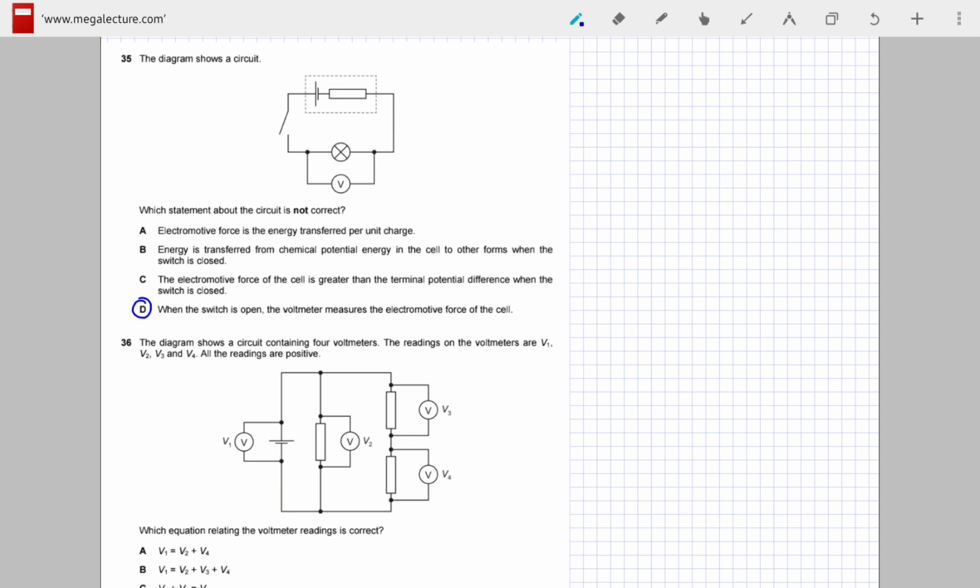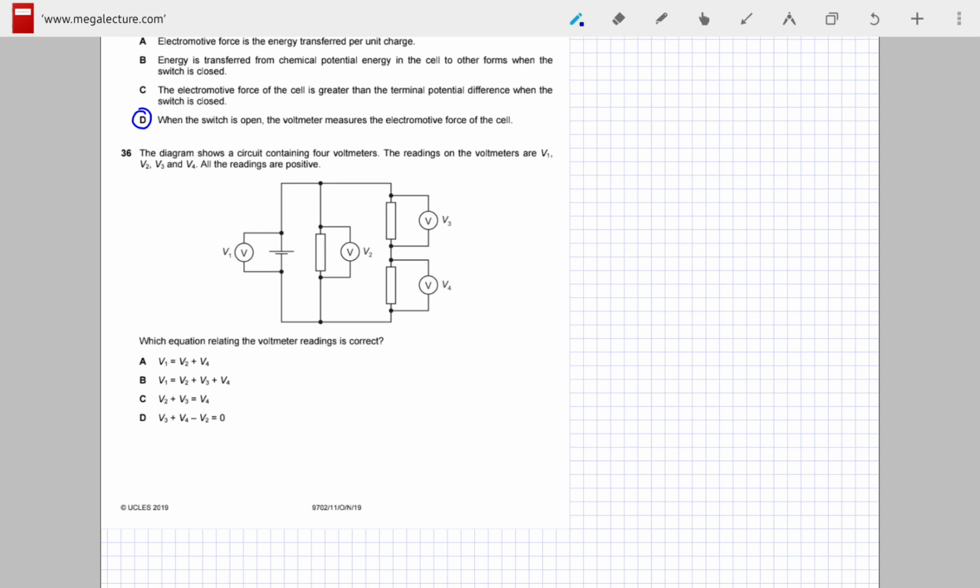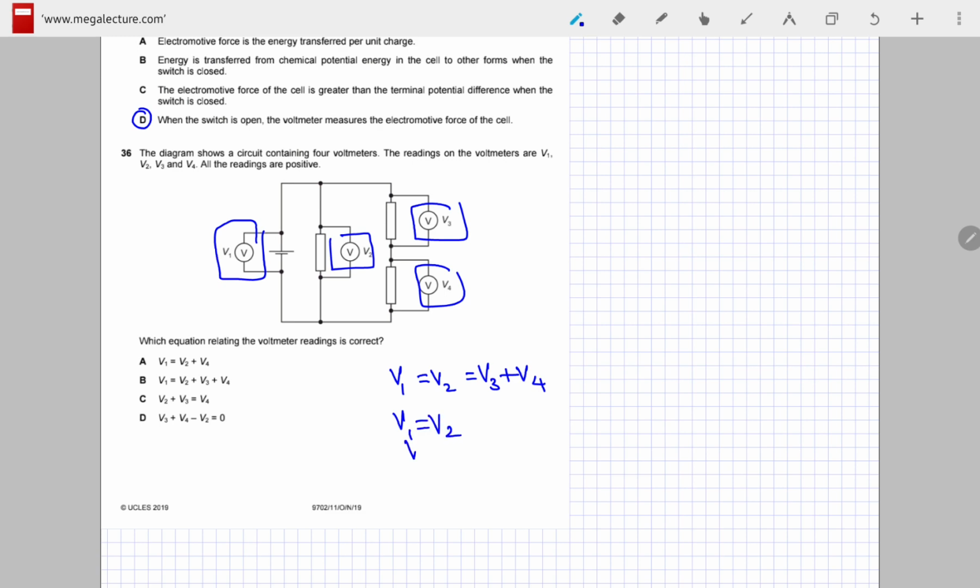Right, so next we have problem number 36, and the diagram shows a circuit that contains 4 voltmeters, and the readings on the voltmeters are V1, V2, V3, and V4. All of these readings are positive, and we're asked which equation relating the voltmeter readings is correct. So let's solve this, right? For the parallel circuit, we have this one, that is V1, and this is equal to V2, right? So these parallel voltages would be equal, and this would be equal to the sum of these two. So we would have V1 equals V2 equals V3 plus V4. And so this gives me three different expressions: V1 equals V2, V1 equals V3 plus V4, and V2 also equals V3 plus V4.